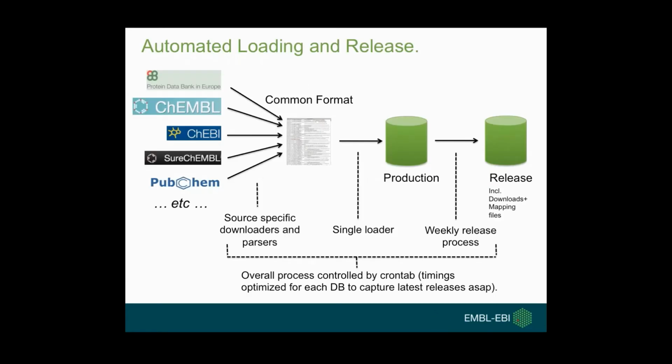The process for loading data into UniChem is now almost completely automated. Source-specific downloaders and parsers periodically draw and poll for data in different sources, put them into a common format, and then they're loaded by a single loader into a production database. And then there's a weekly release process. So the public data that you see on the UniChem website is refreshed every week. Occasionally, due to maintenance issues, this may lapse to 2 or 3 weeks, but we try to stick to 1 week. Similarly, with the associated downloads and mapping files, which I'll talk about in a minute, they're refreshed weekly as well. And the overall process is controlled by cron tabs.